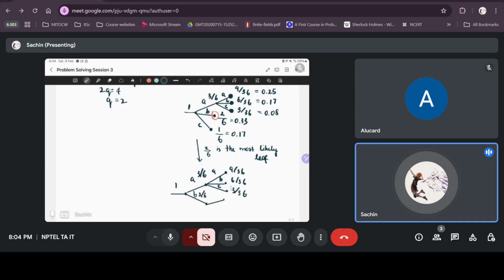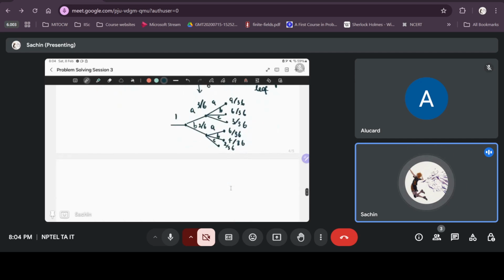Now the probability of BA is probability of B into probability of A, which is 2 over 6 into 3 over 6, 6 over 36. Probability of BB is 4 by 36. Probability of BC is 2 over 36. Finally, you have this leaf C, which has probability 1 over 6.